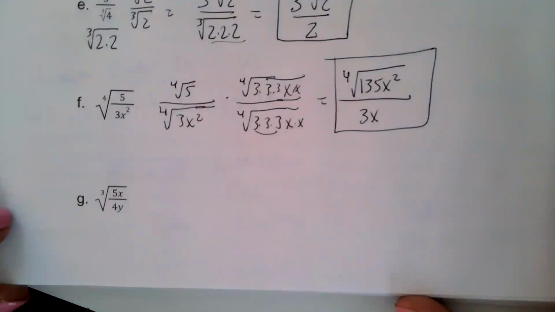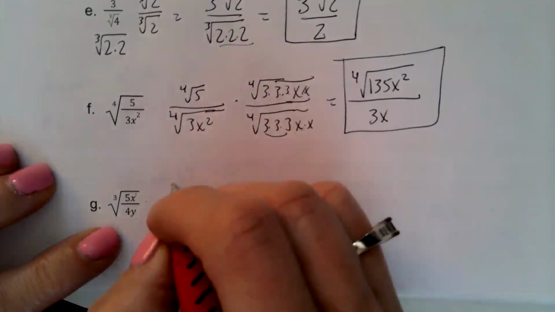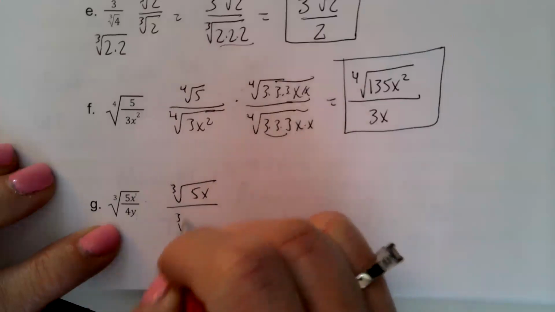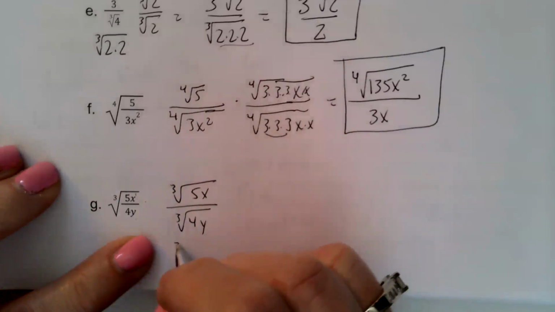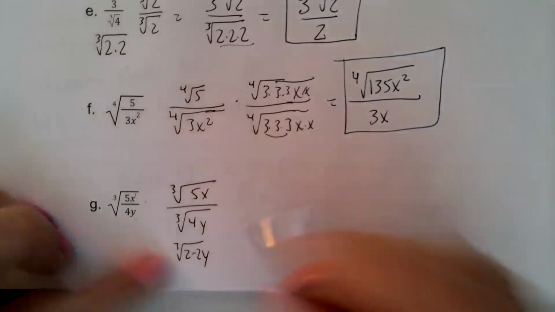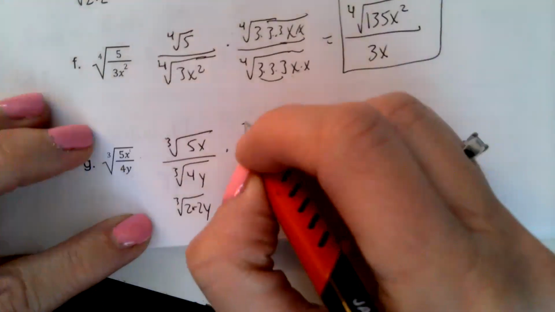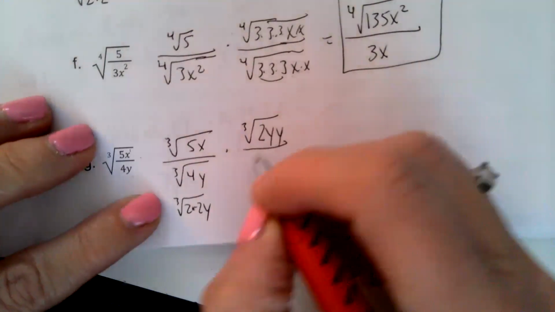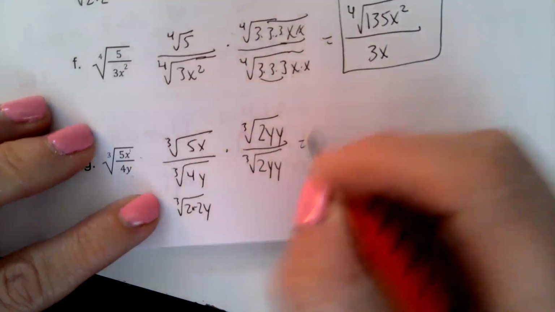Let's try one more. We have the 3rd root of 5x over 4y. So this is really the cubed root of 5x over the cubed root of 4y. And that's really the cubed root of 2 times 2 times y. So I have two 2s. I just need 3. So I'm going to multiply by the cubed root of another 2 and then 2 more y's. So the cubed root of another 2 and 2 more y's.